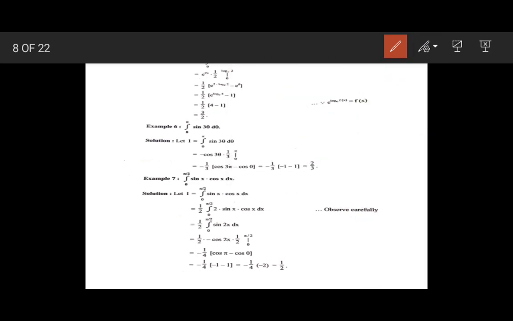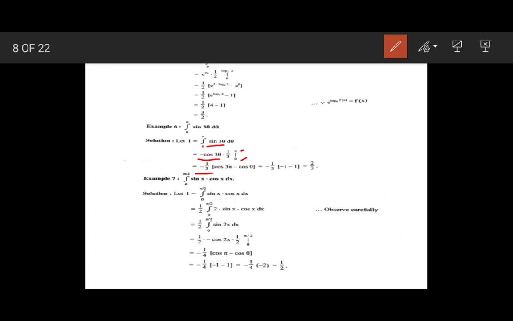Then next is integrate from 0 to pi sine 3 theta. Okay, so the integral of sine 3 theta is minus cos 3 theta into 1 upon 3, the coefficient of theta. So multiply with 1 upon the coefficient of theta, so into 1 upon 3. Then the limit of integration is 0 to pi.